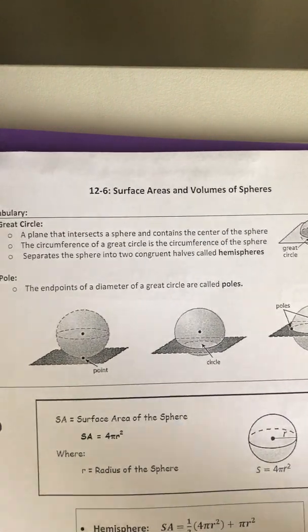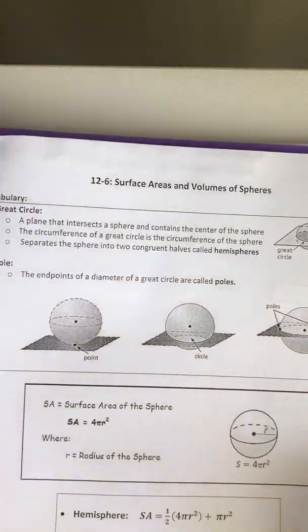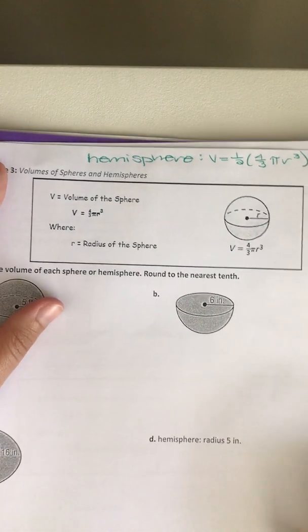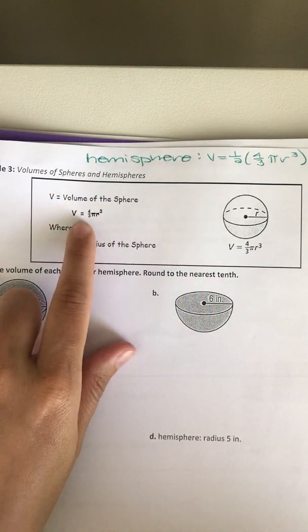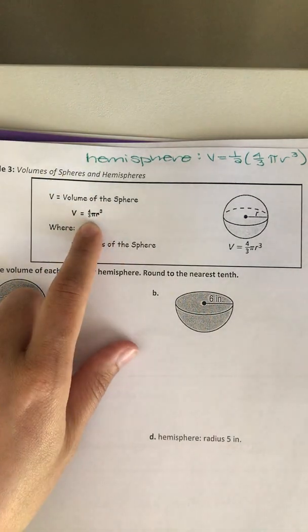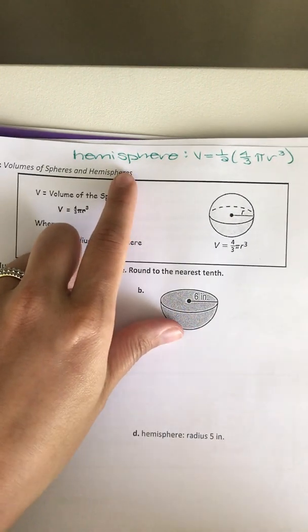Okay, so we're gonna finish the 12-6 notes. We're gonna work on volumes of spheres today. So it's that last page, example 3. The volume of a sphere is, it's a little small here, but it's 4/3 pi r cubed. And it's not in your notes, but it's on your formula sheet.